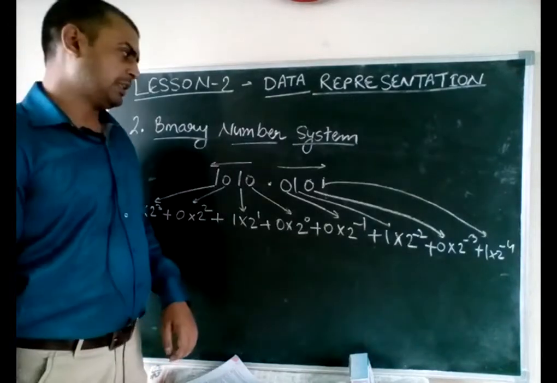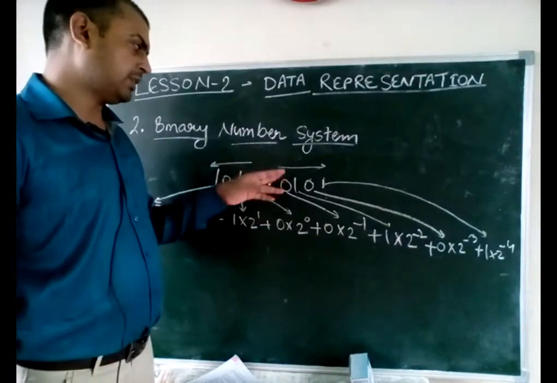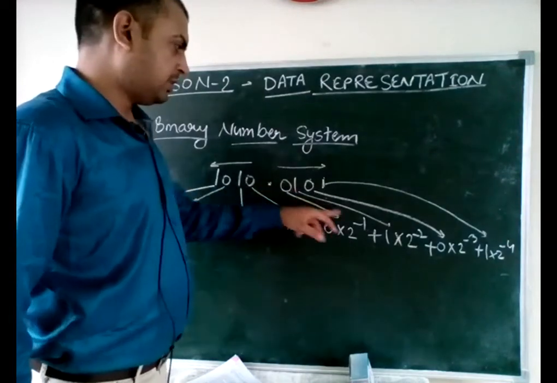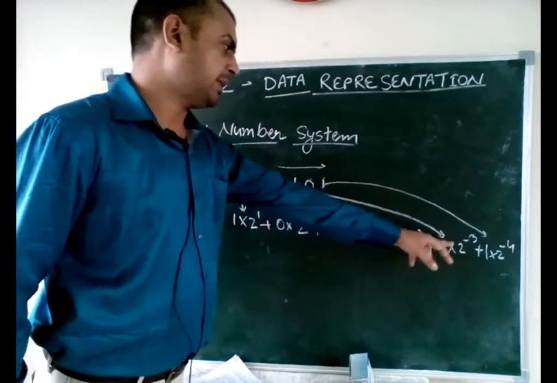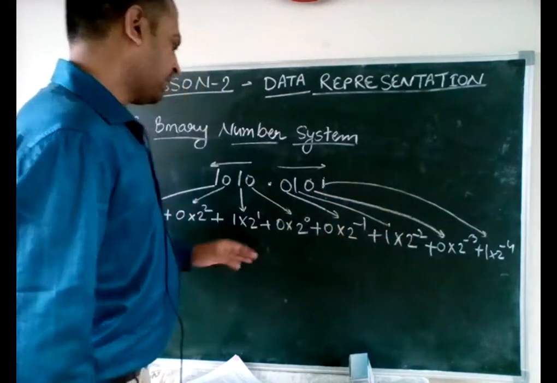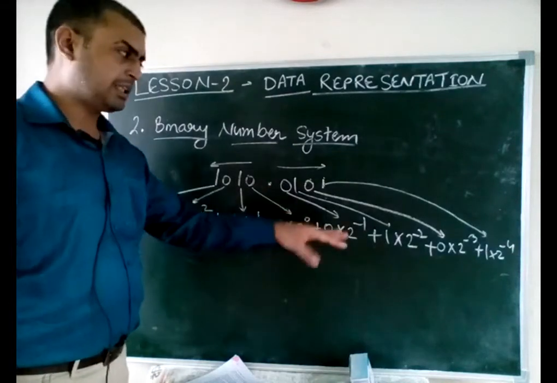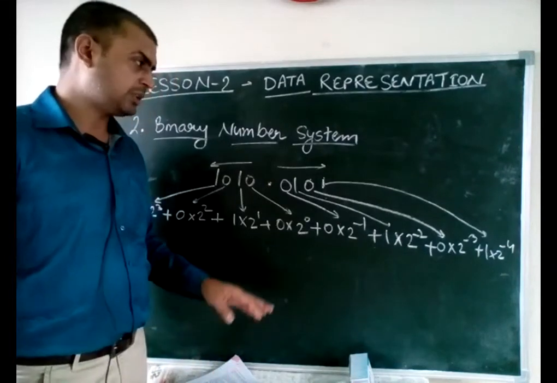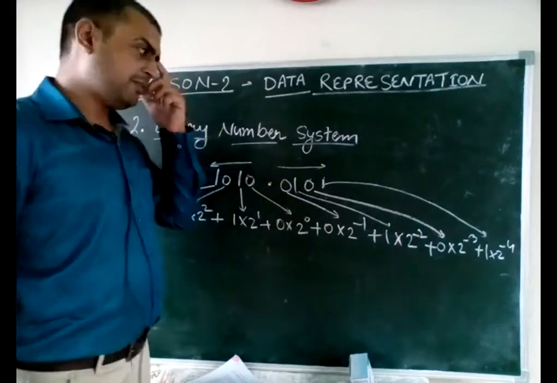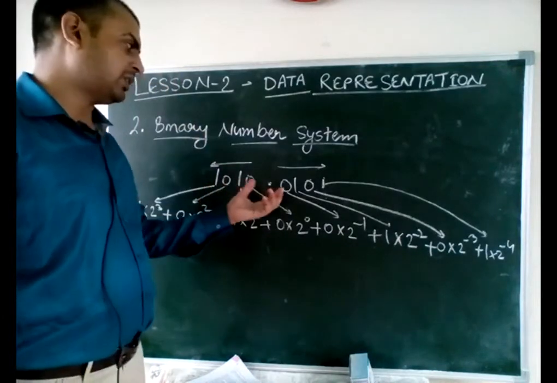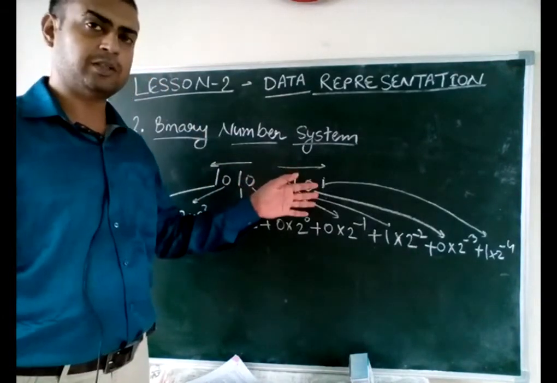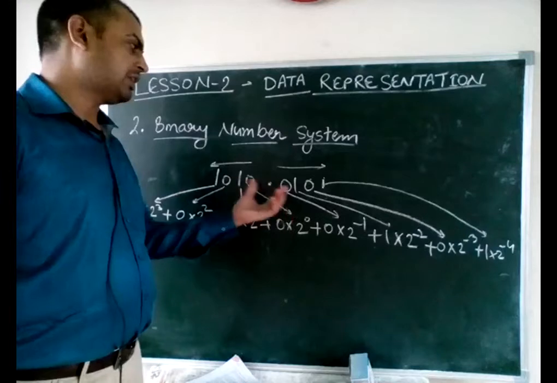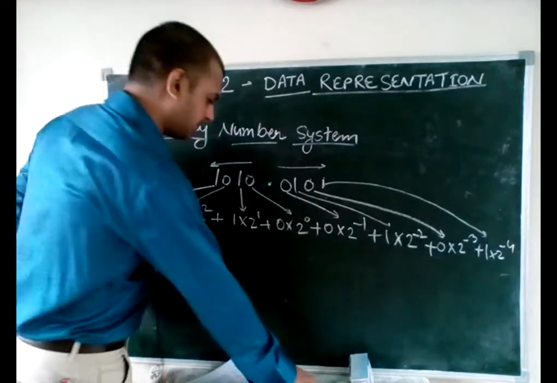So you can see clearly that as we move after the decimal, 0 into 2 to the power minus 1, 1 into 2 to the power minus 2, 0 into 2 to the power minus 3, and 1 into 2 to the power minus 4. This side we will start from 0, that side we will not start from 0, we will start from minus 1. So this is the basic concept while solving these numbers. If we are having only the first part, and not any binary part after the decimal, then no need to evaluate all these. So this is the binary number system.